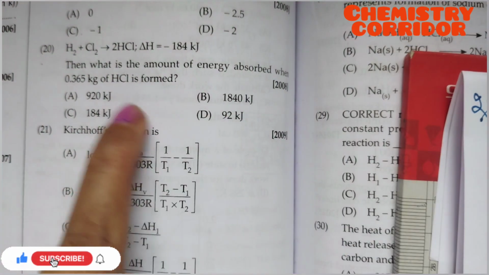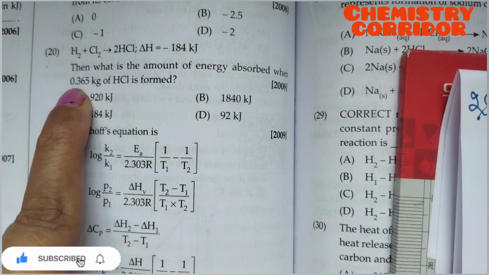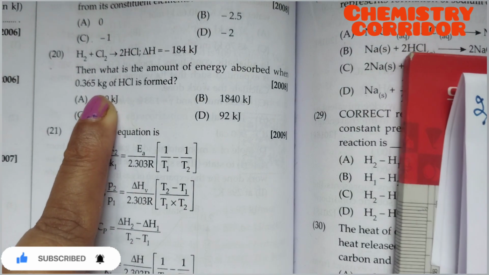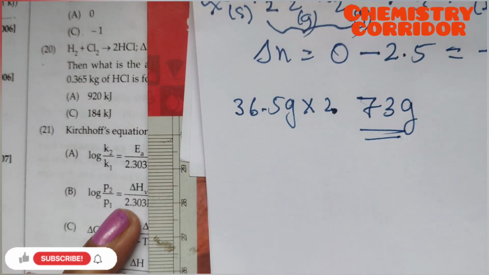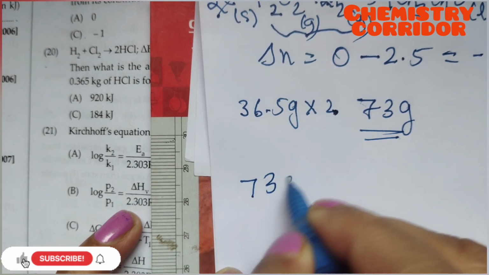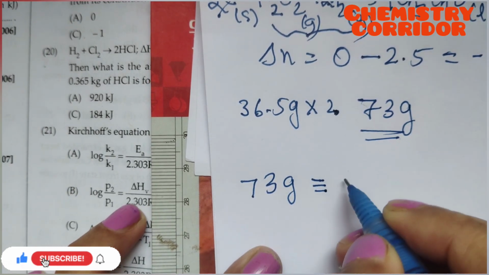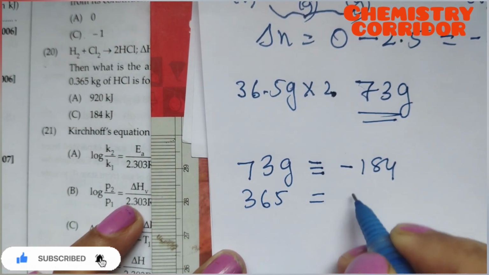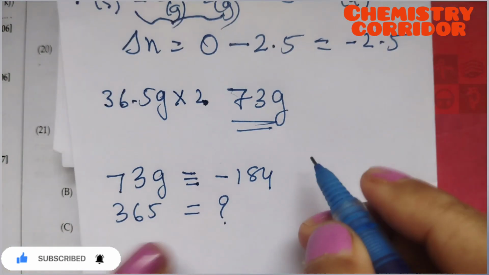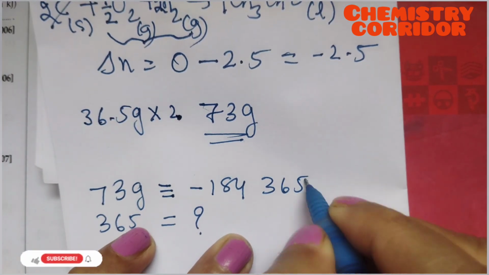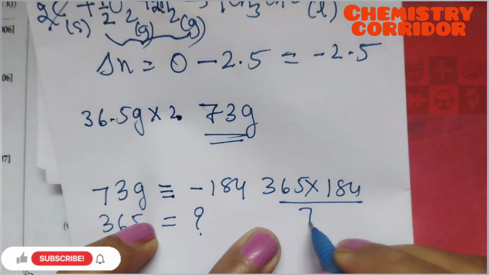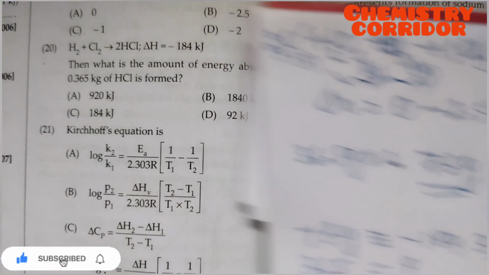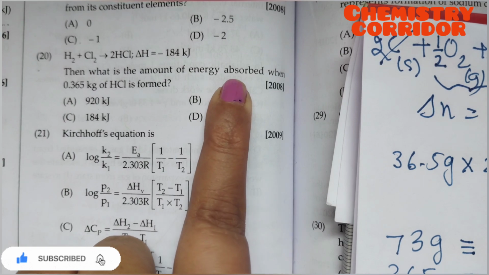So, let us read the question. They are asking you to calculate for 0.365 kg. 0.365 kg means 365 gram. So, let's make an equation. For 73 gram, the energy which is released is 184, but for 365 it will be how much? If you cross multiply this, you will get 365 multiplied by 184 divided by 73. So the answer comes out to minus 920. But if you read the question, they are asking how much energy is absorbed.